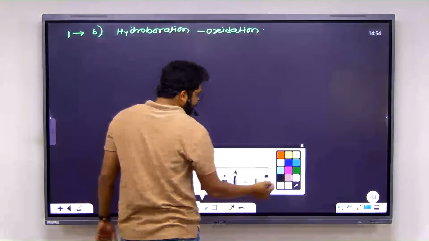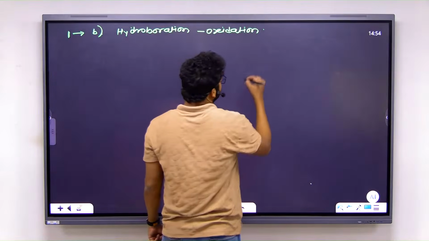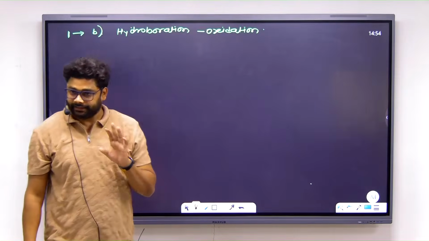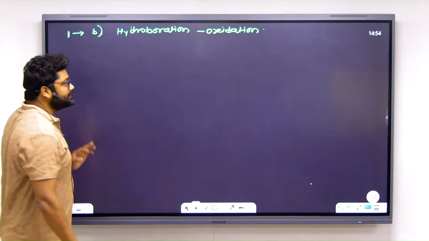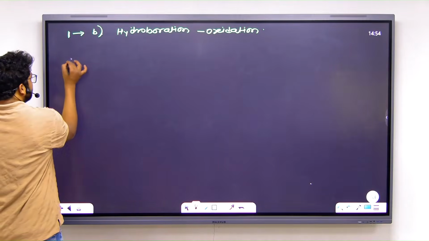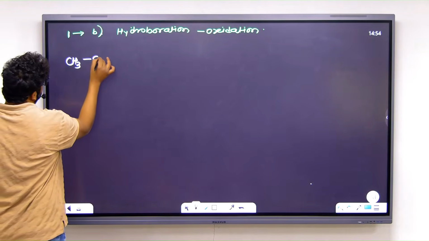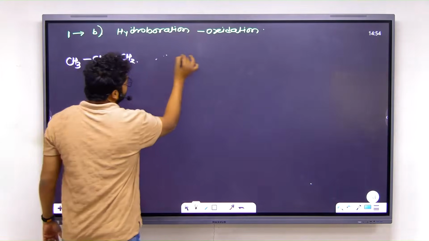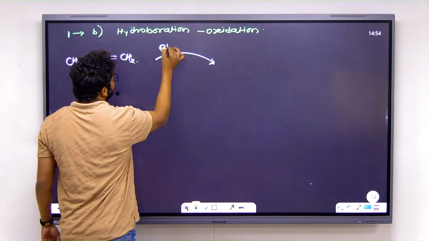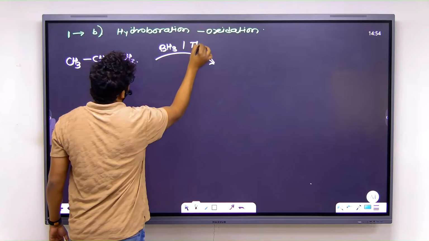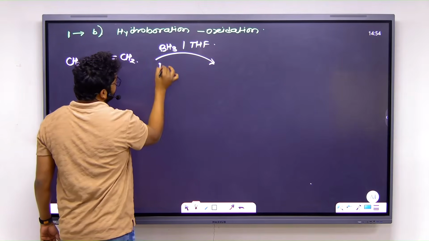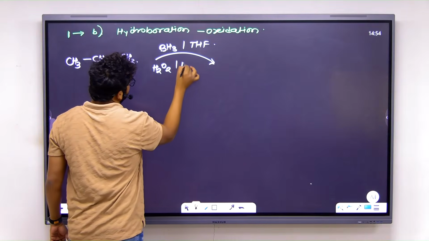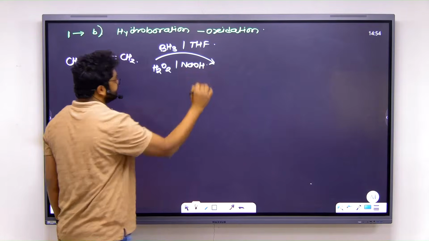In this case of hydroboration and oxidation, we are having 2-3 cases. Let's start one by one. First of all, here we pick any alkene which is an unsymmetrical alkene. Look at here, above the arrow there is a BH3, there is a THF, there is a hydrogen peroxide, and one base called NaOH.